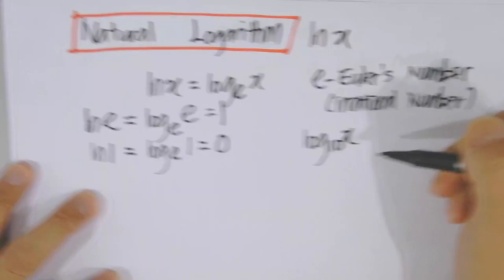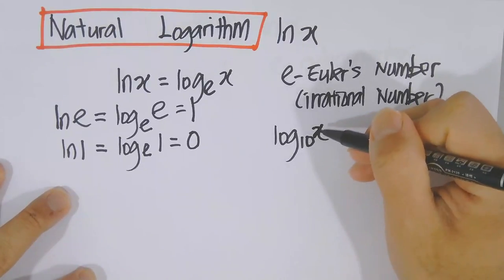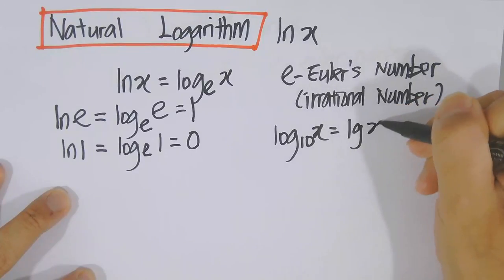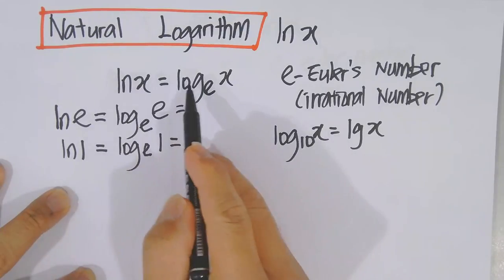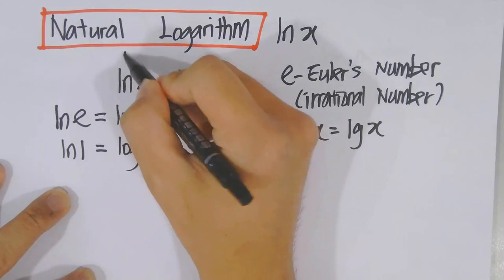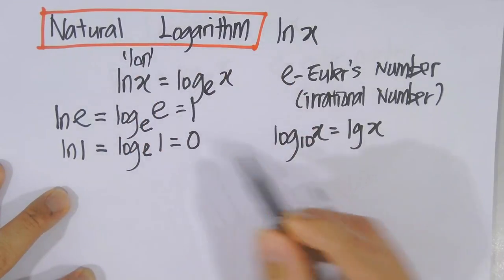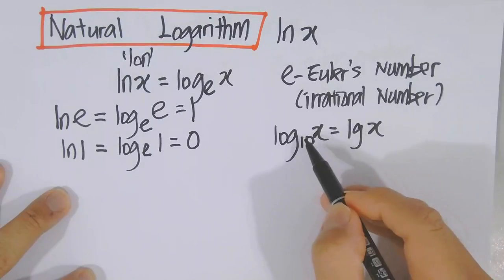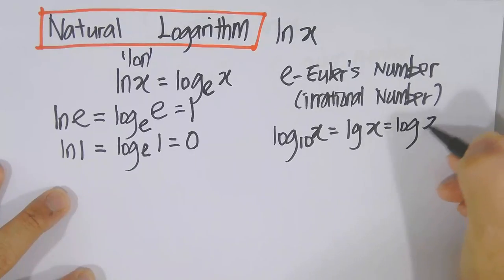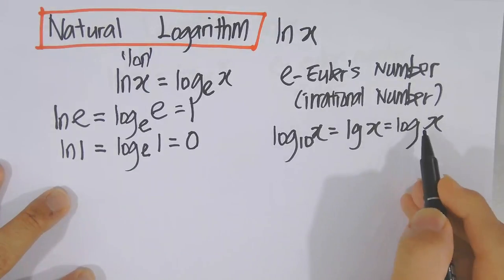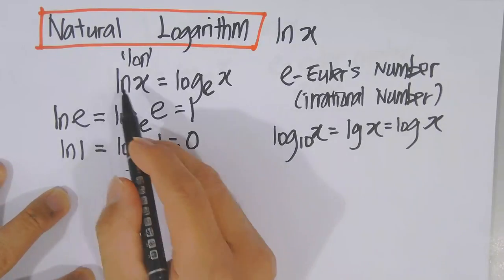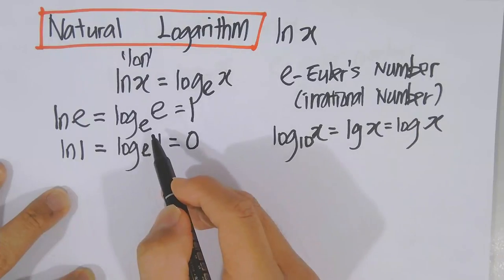Just like you have log to the base 10 of x, we can rewrite it using the short form lg x, or just leave the base blank. All of this has the same meaning. Log without anything written is log base 10. For log to the base e, we use ln x. We read this as ln x. So ln x is log to the base e.